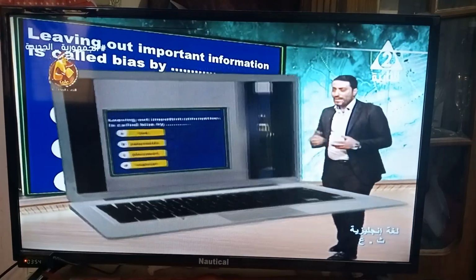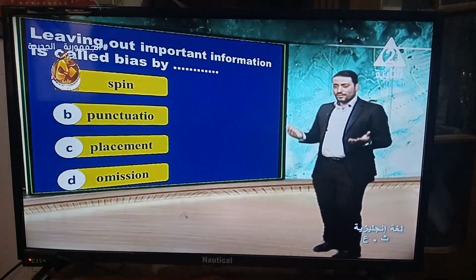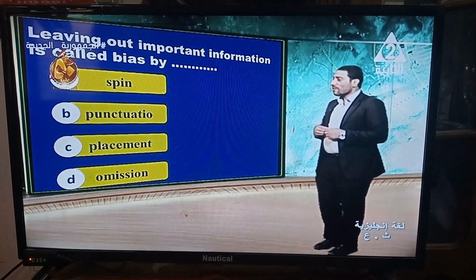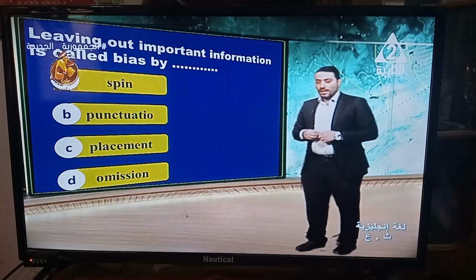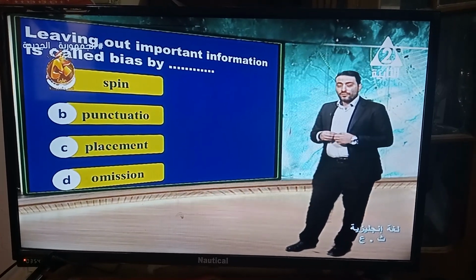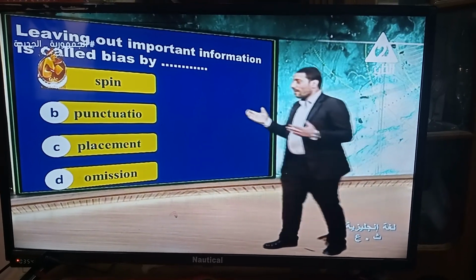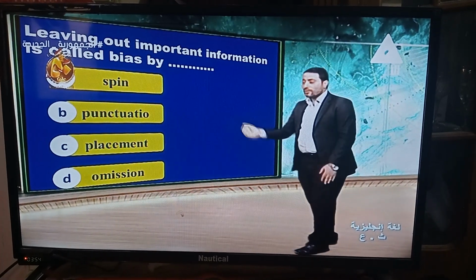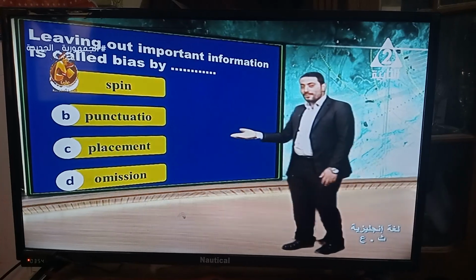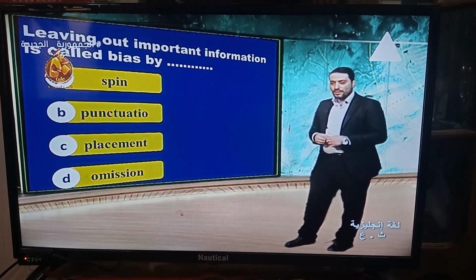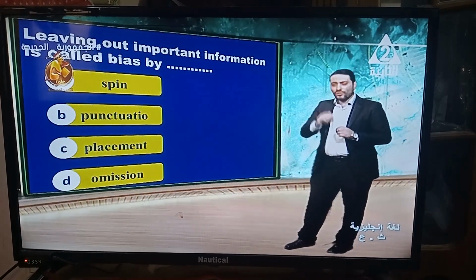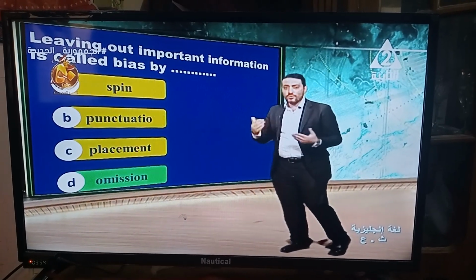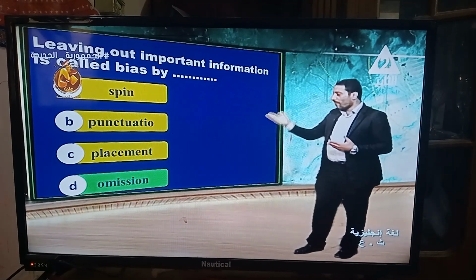Yes. Now, my dear students, we studied some words, so it's time for practice. Okay, let's start with the first question. Leaving out important information is called bias by space. Is it bias by spin, bias by punctuation, bias by placement, or bias by omission? Can you think for a few seconds? Yes. To leave out information means to omit. So it's the type of bias by omission.